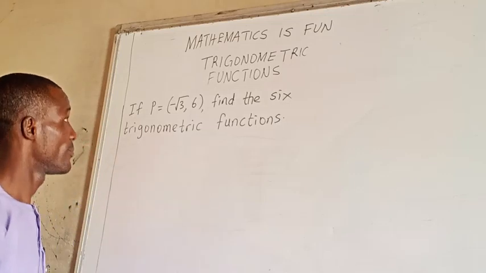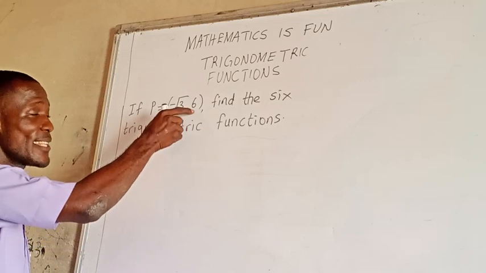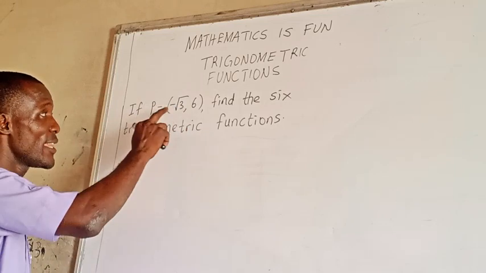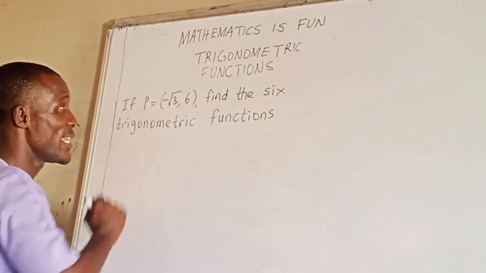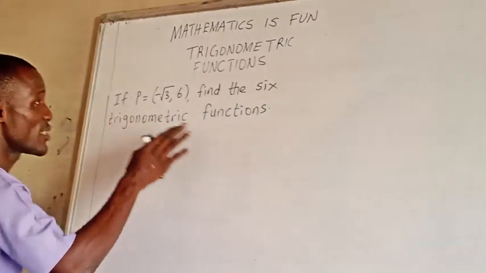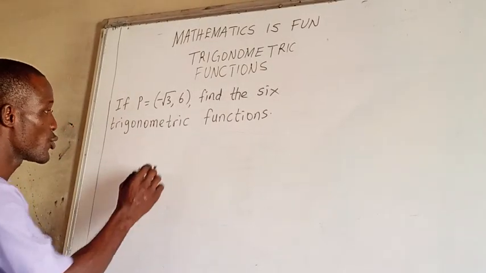The problem: if P is a coordinate, i.e. the value of x is minus root 3 and the value of y is 6, find the 6 trigonometric functions. It's very simple stuff, so let's quickly check through.